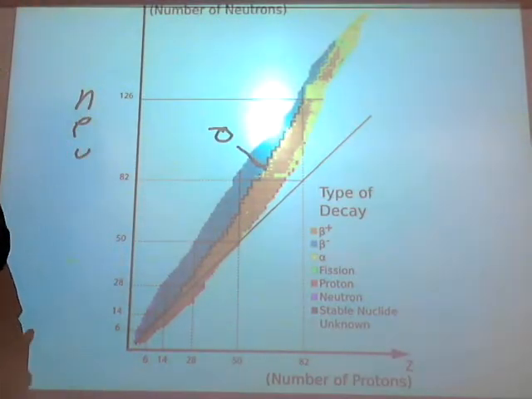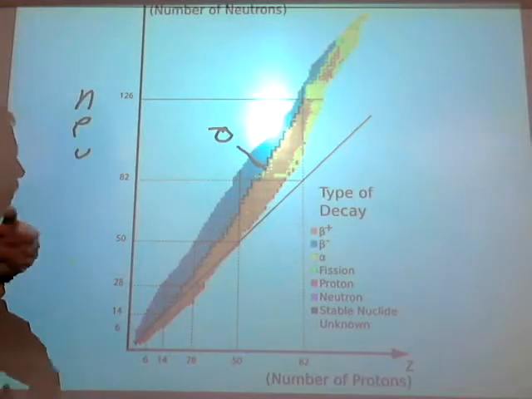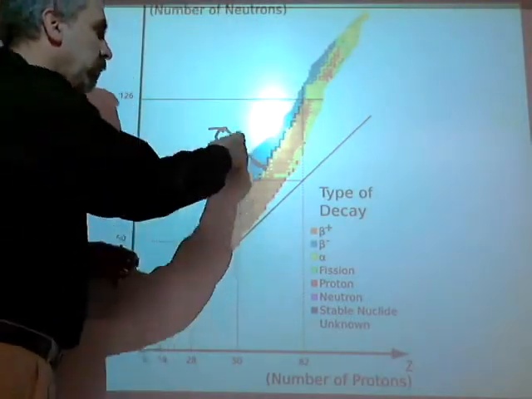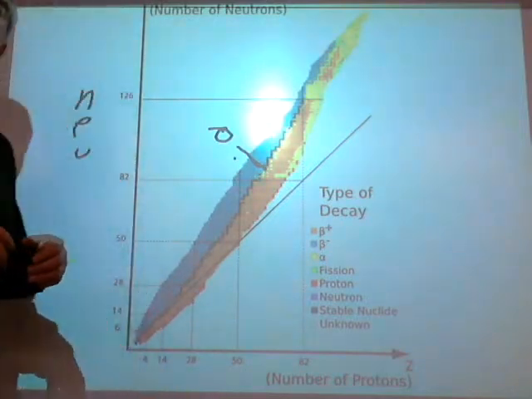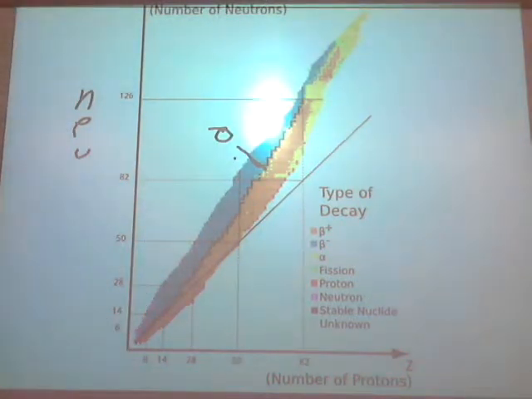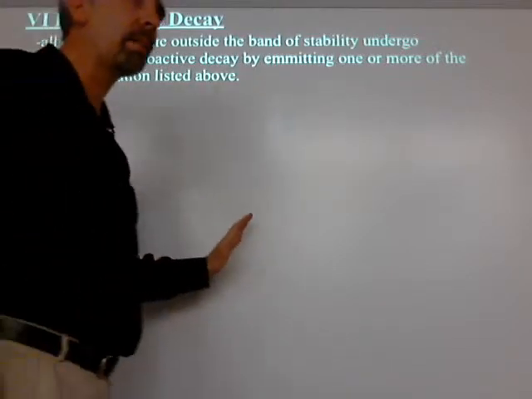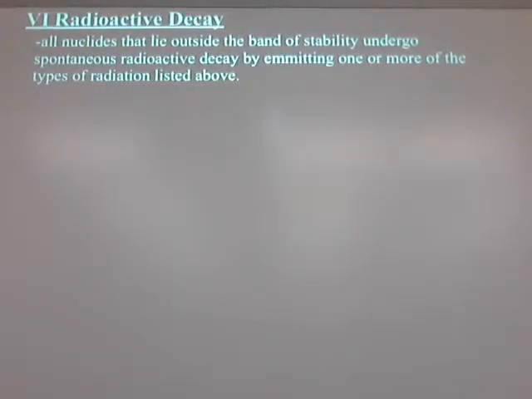Well, there's really 2 things he's going to do. He could give off neutrons. That's nice. That'll bring him closer down. Or he could actually convert neutrons into protons. Those are the 2 things he's going to do, and you'll see that for guys above the band. Everybody outside of that band undergoes some type of radioactivity by emitting one or more of the kinds I just showed you. Now, we're going to talk about the guys above the band first.